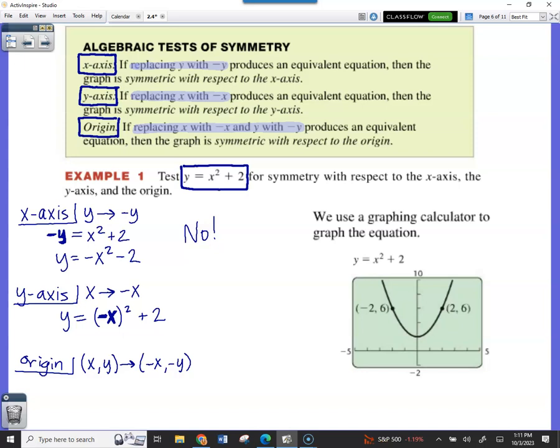Here it matters. Because what happens when you square a negative? It becomes positive. If you don't put the parentheses there, you're going to get this wrong. This is saying negative x times negative x. That would be positive x squared. Is that the exact same equation we started with? Yes.